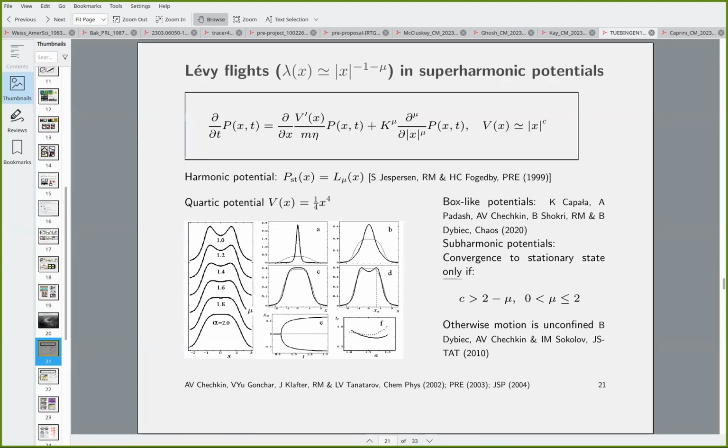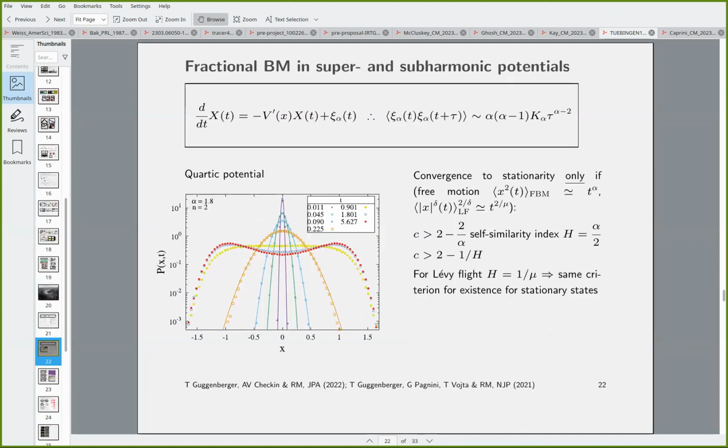That's one of the things I want you to remember. And if we go to shallower potentials, shallower than harmonic, then there's actually a crossover where you have a critical value of the scaling exponent of the stable law when it is no longer confined. So you have this escape, and I'll come back to this after this.